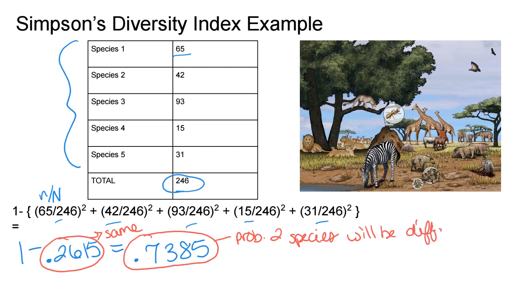And so in this particular community, I have a pretty high diversity index, this 0.7385, or 73.85% chance that the 2 species will be different that I pull. And the higher my diversity index, the more stable the community is. And so this community, again, has a pretty high diversity index, which would lead us to believe it is pretty stable.